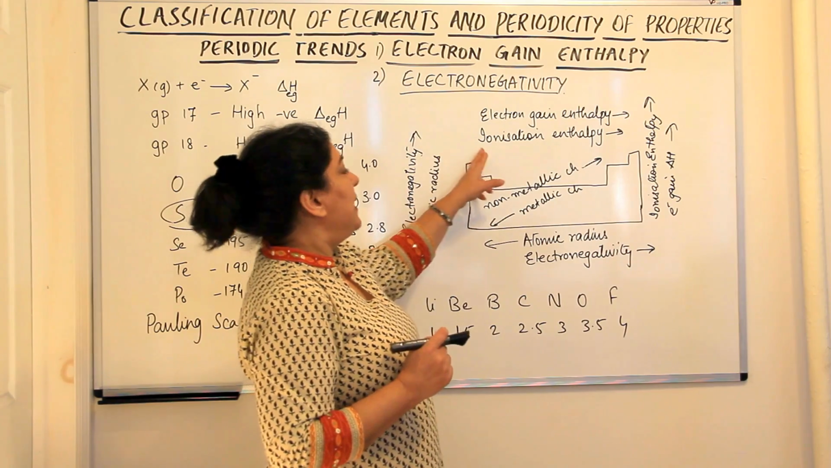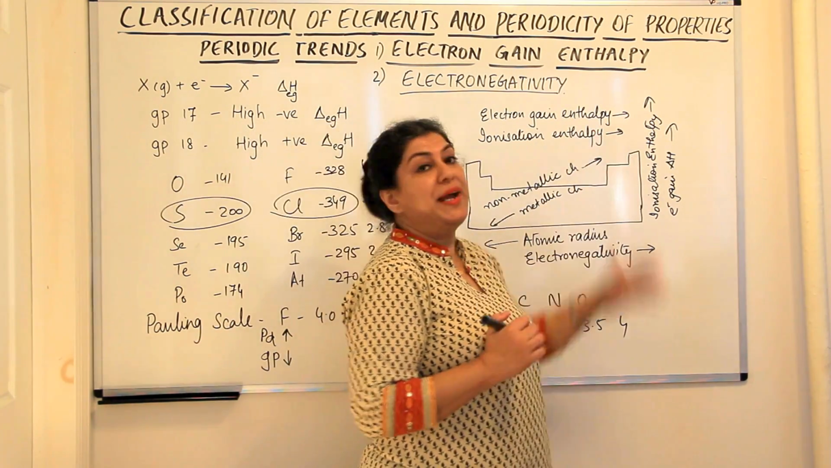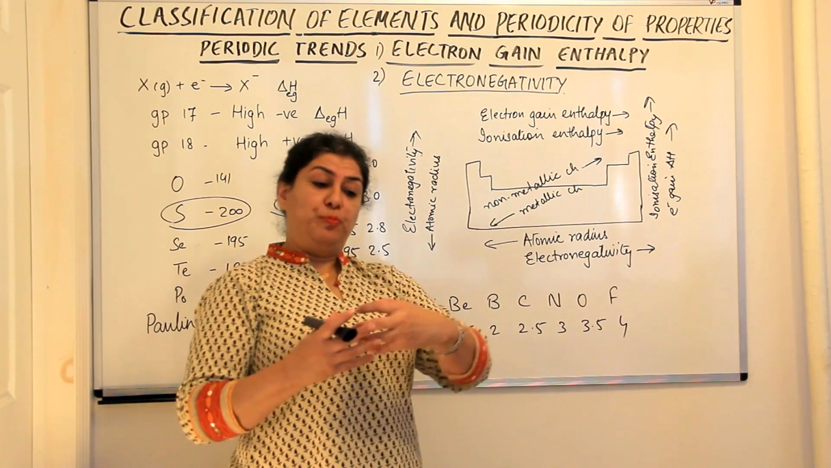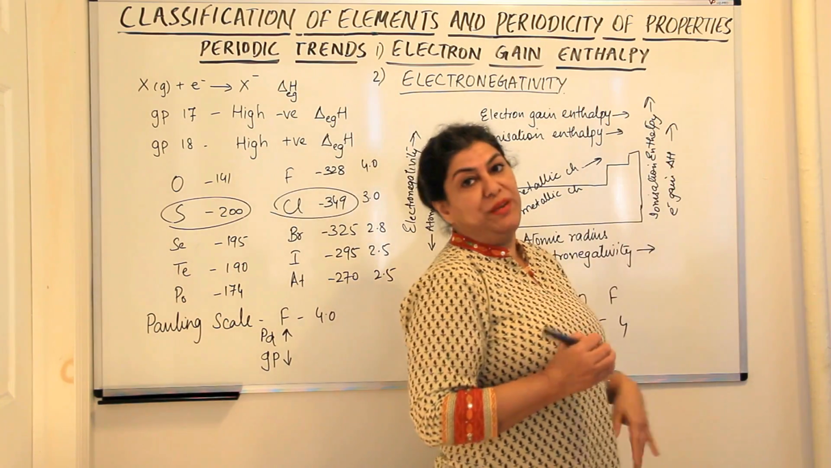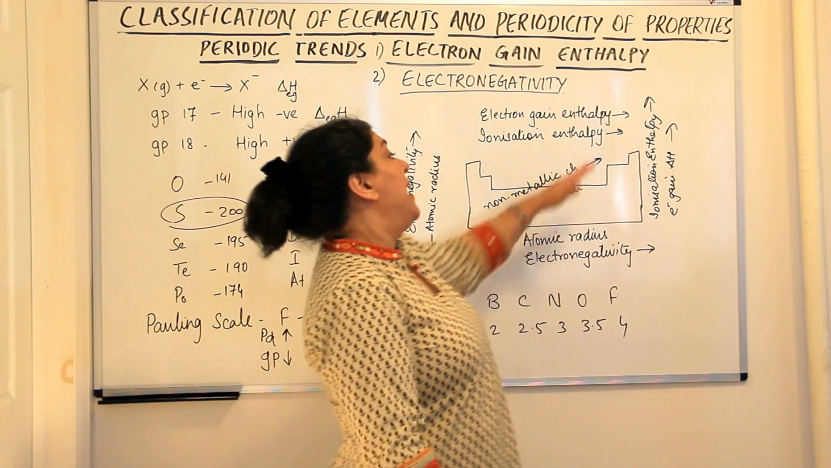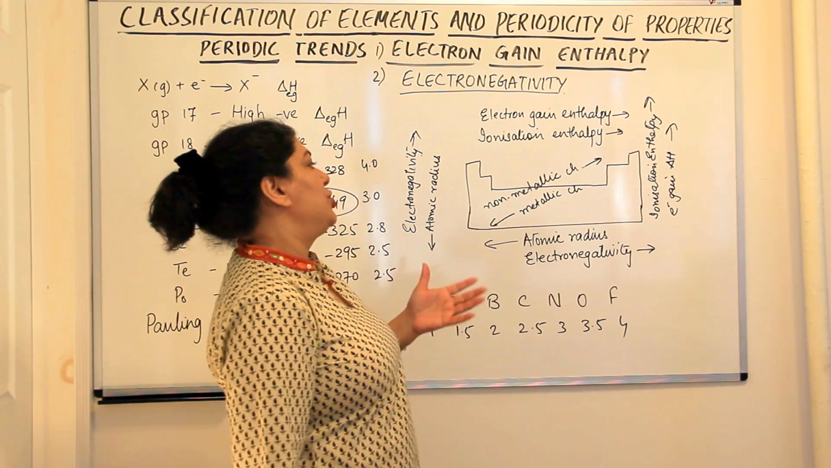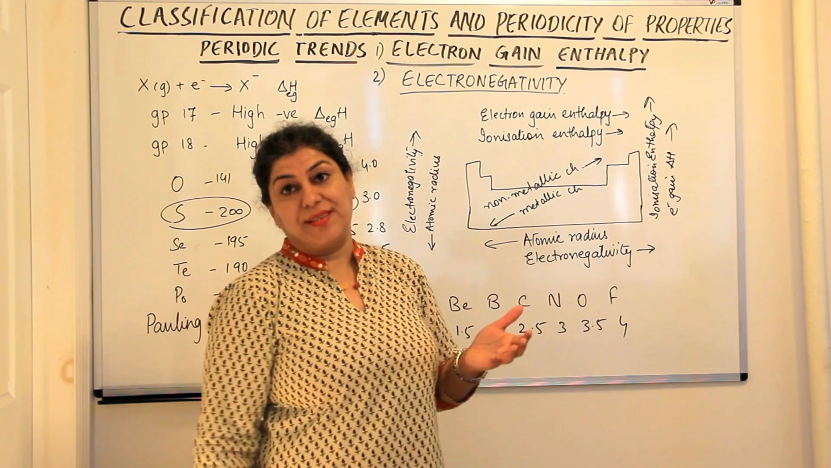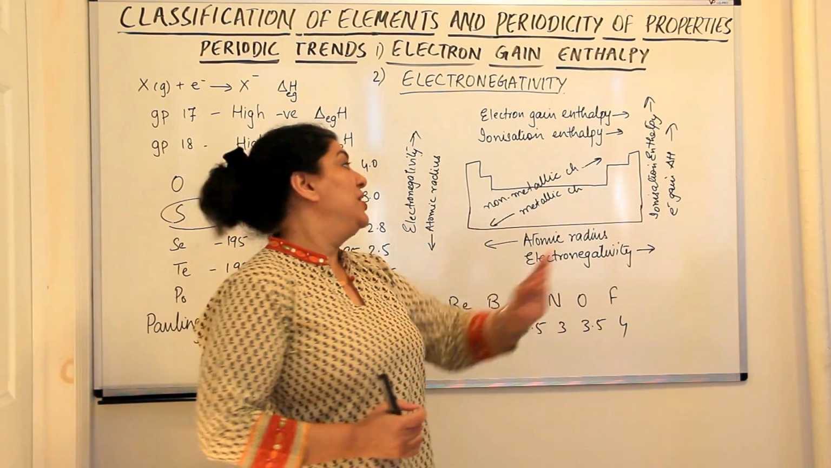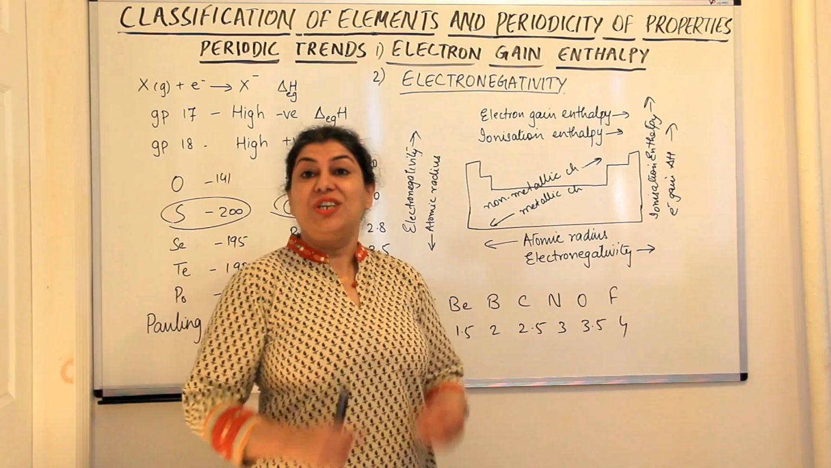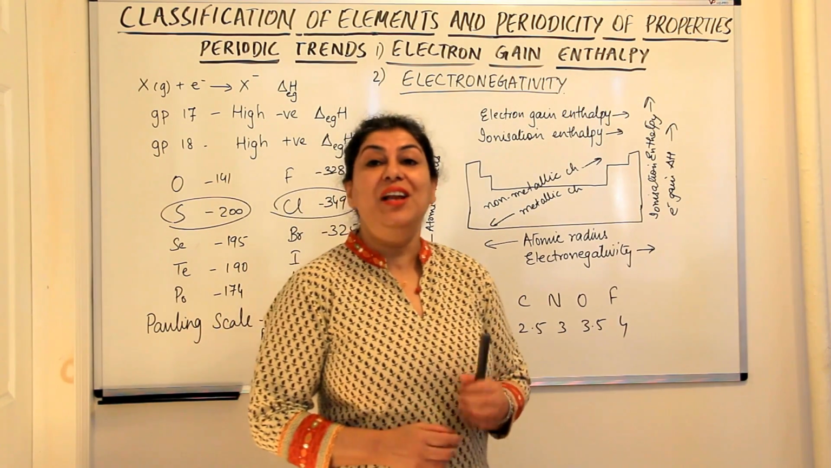And ionization enthalpy increases as we move from left to right. That is, the amount of energy required to pull out the most loosely bound electron increases as we move from left to right because of the decrease in size. And from top to bottom, we find that the ionization enthalpy decreases. Why? Because the size of the atom increases and it becomes easier and easier to remove the electron from the outermost shell. So these were the periodic trends in physical properties.